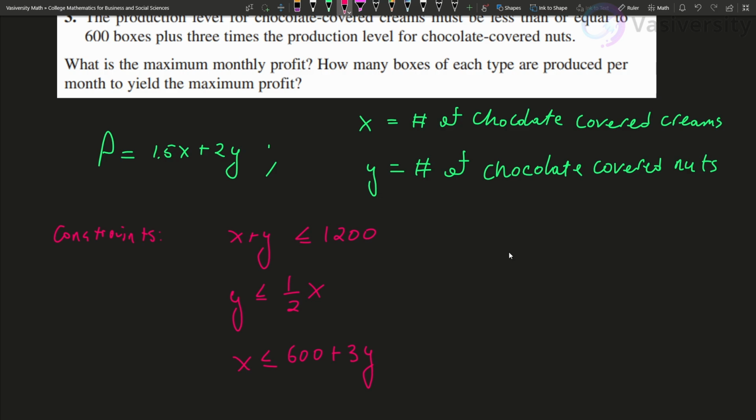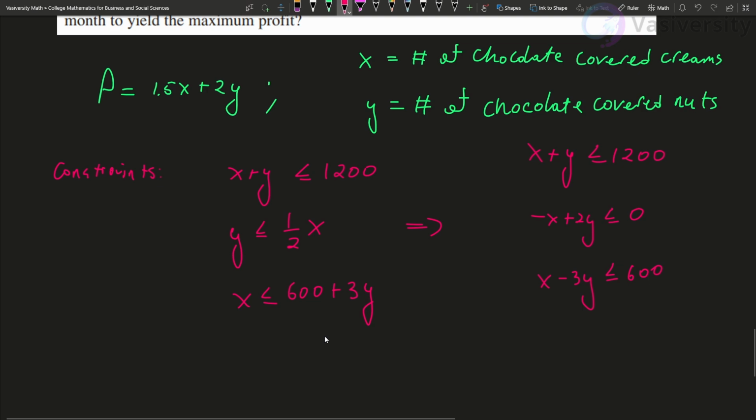Okay, so we can essentially simplify it the regular way. So x plus y is less than or equal to 1,200, minus x plus 2y is less than or equal to 0, and x minus 3y is less than or equal to 600. And of course, we're also assuming that we cannot have negative boxes, so we have x greater than or equal to 0, y greater than or equal to 0. Right, this is also important.